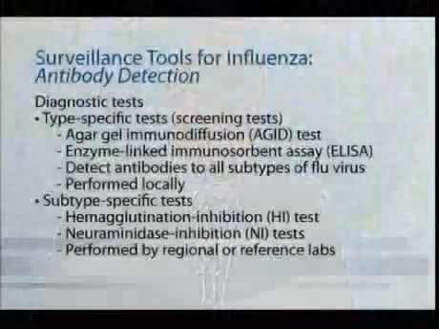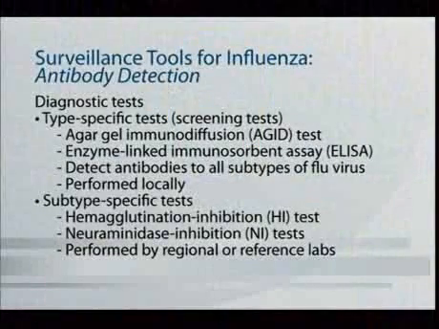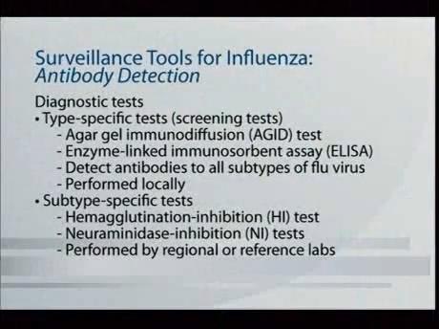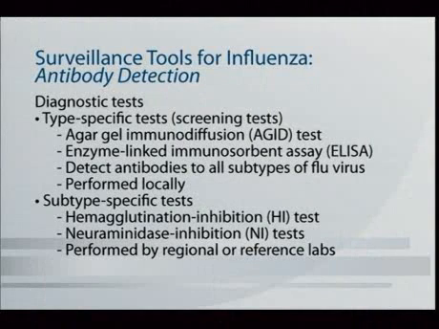There are two types of antibody detection systems. One is a type-specific test that will detect antibodies to any of the 16 hemagglutinin subtypes. Some examples are agar gel immunodiffusion and ELISA. And then we have the subtype-specific tests, such as the hemagglutination inhibition and neuraminidase inhibition tests.